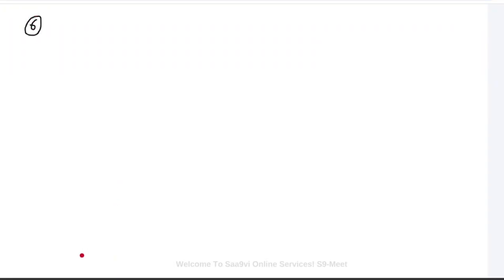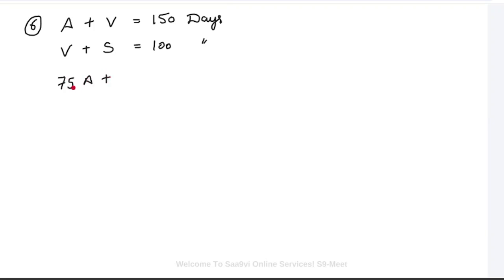Now, the question says that Amal and Vimal, they both take 150 days. And when we talk about Vimal and Sunil, they take 100 days to complete one task. After that, they said for the first 75 days, if Amal works, and then for the next 135 days, if Vimal works, and for the last 45 days if Sunil works, that also they complete the one task. That is equal to one task, we can say.